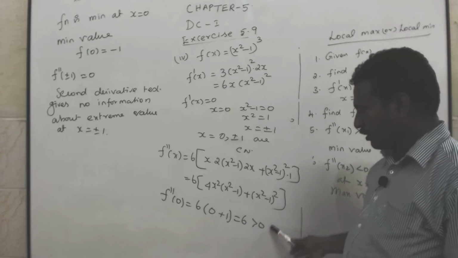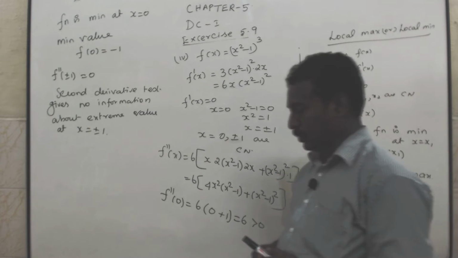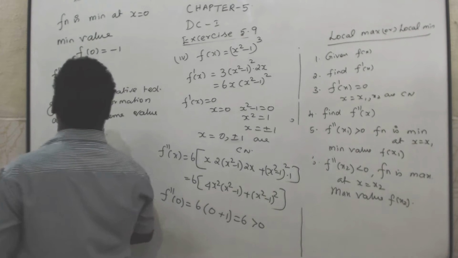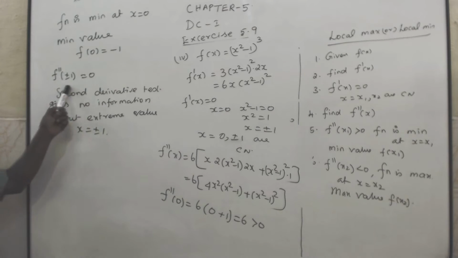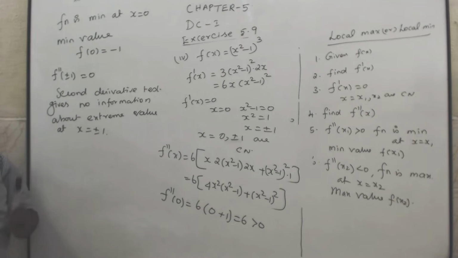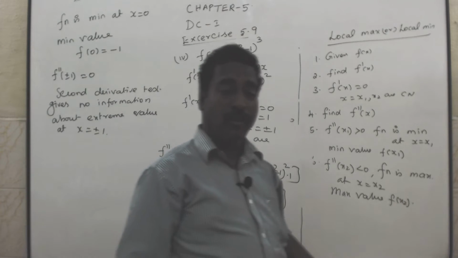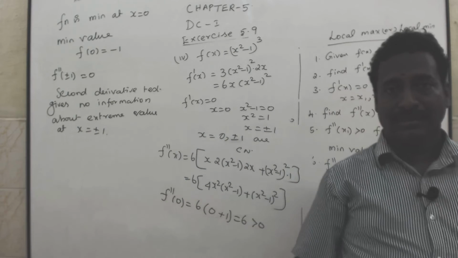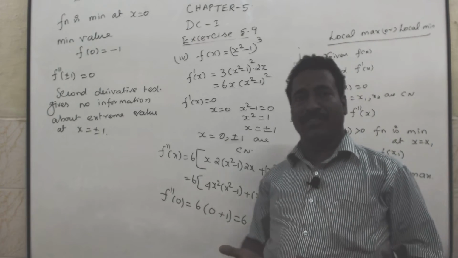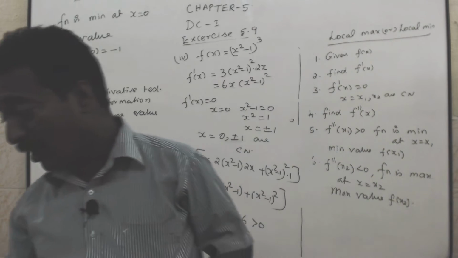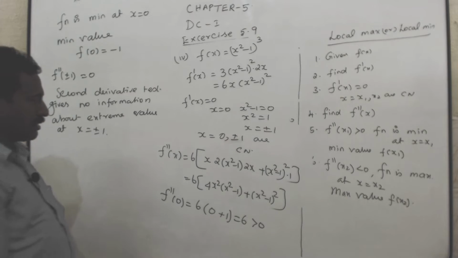When we put 0, f double dash is 6, greater than 0, so the function is minimum at x equal to 0, and the minimum value is f of 0 equal to minus 1. When we put plus or minus 1, f double dash is 0, and f double dash equal to 0 means there is no information about extreme. If it is positive, minimum; if negative, maximum. Here we can't say whether it is a maxima or minima. Is it clear? Do the remaining problems the same way.